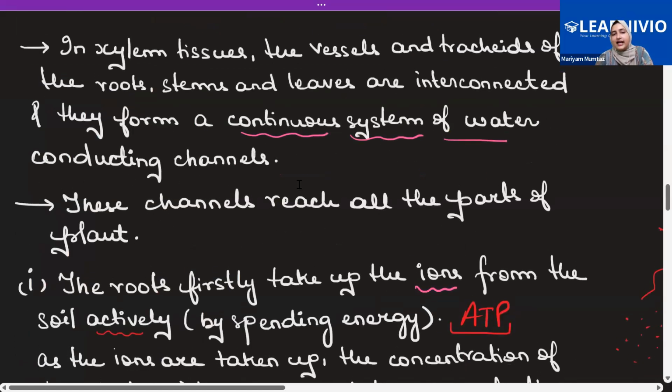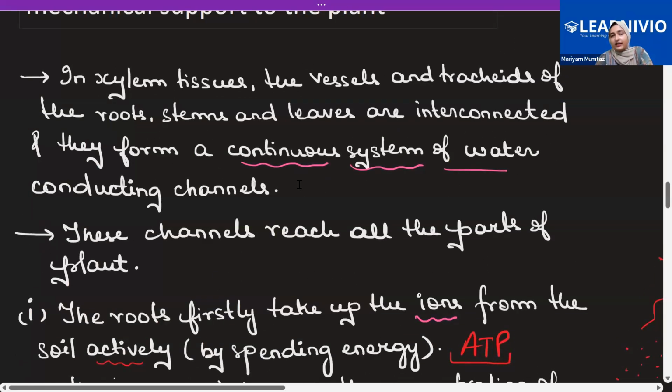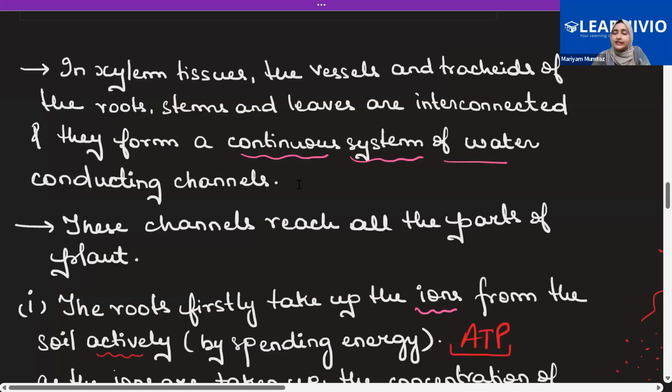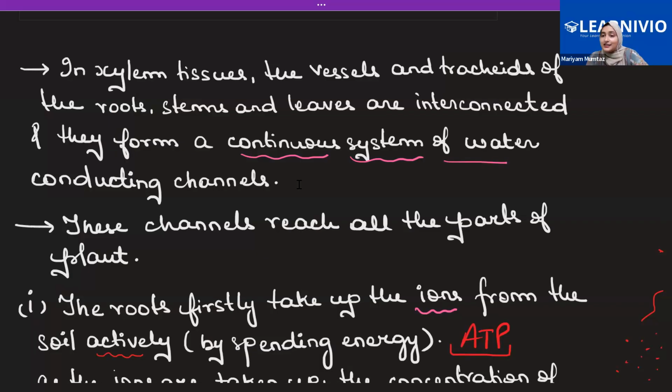Now, what happens in the xylem tissues is that the vessels and the tracheids are all interconnected. They form a water conducting channel, and as the water moves through one, it will pass through all of the different connected channels. These channels reach different parts of the plant wherever the water would be required.